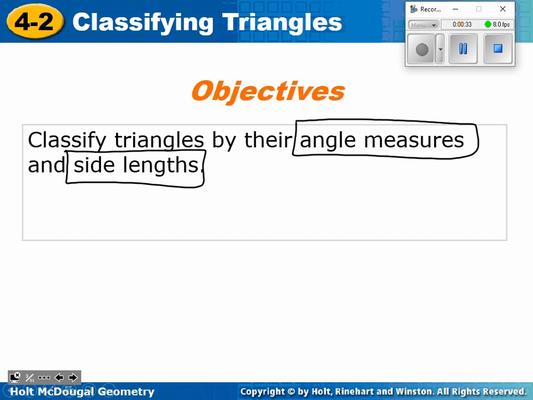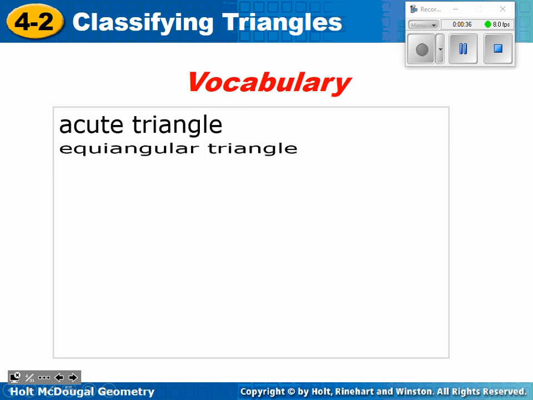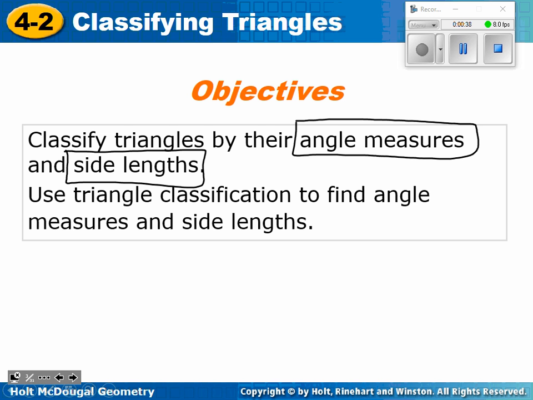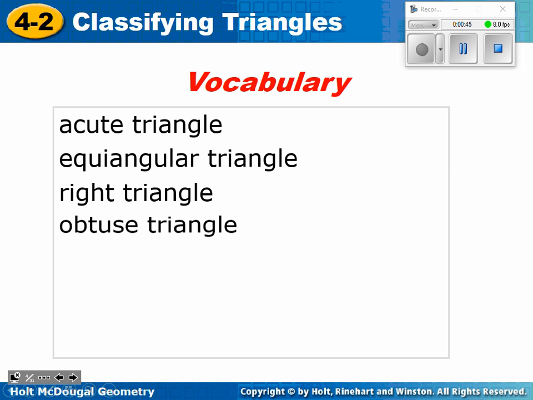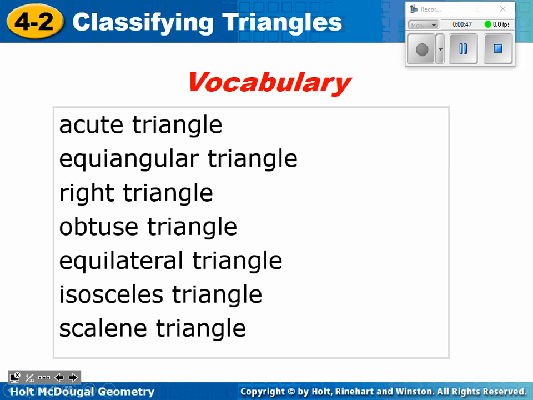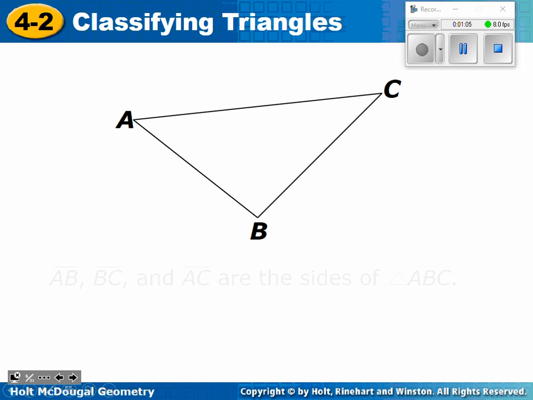All right, so we're going to start with that, and then we're also going to find side lengths and measurements using some of these classifications. There'll be lots of theorems that we'll talk about today. These are the things that I think you should already know. You should know what is an acute triangle, what's an equiangular triangle, what's a right, what's an obtuse, what's an equilateral, what's isosceles, and what's scalene. Would you agree that you maybe at least have heard those words before? Okay, so we'll see how much you remember and how much we need to go over.